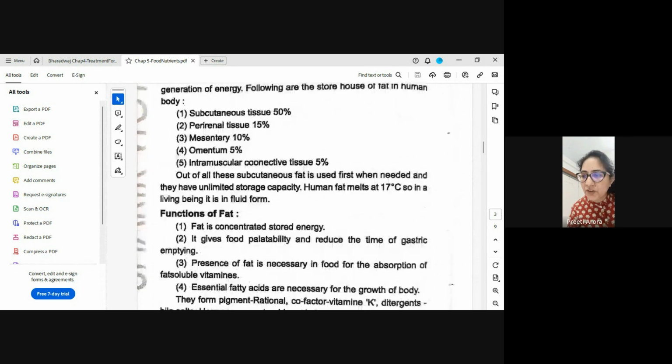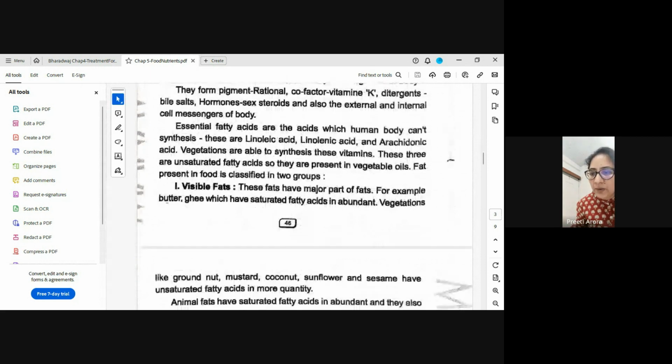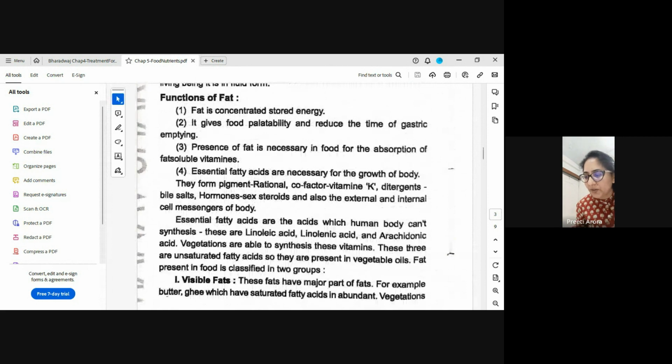Then we come to the functions of fat. Functions of fat, again, as the name implies, we are trying to understand why fat is important.